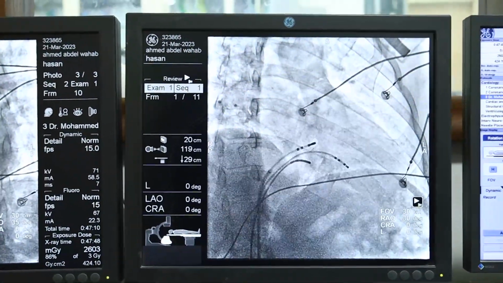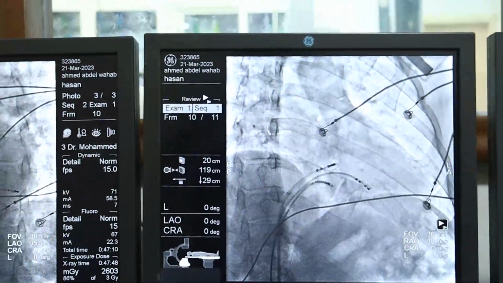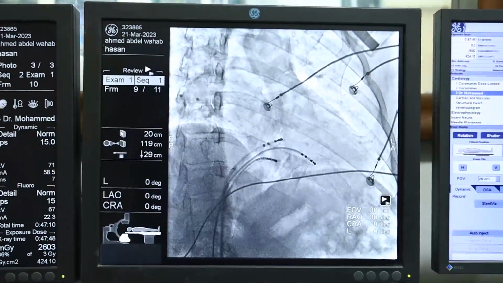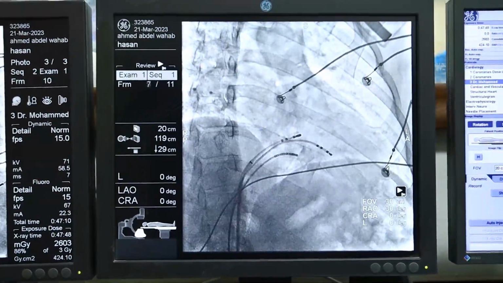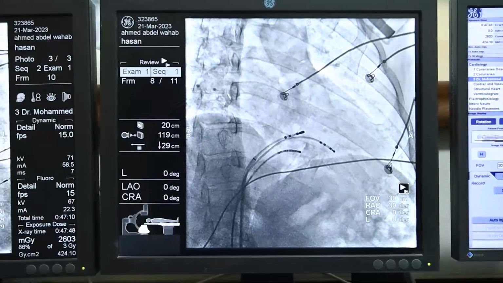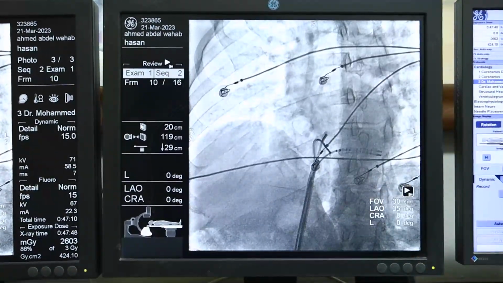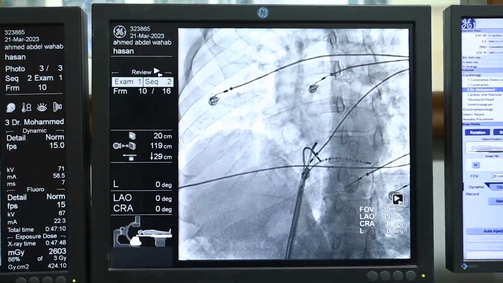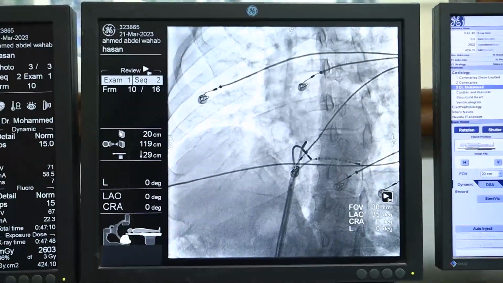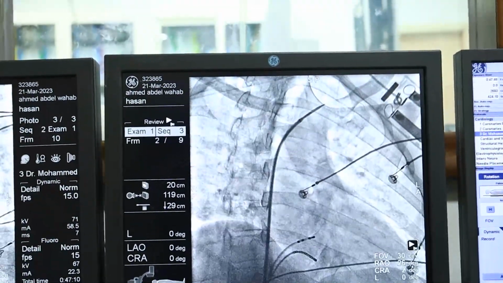This is the fluoroscopy. We can see the RAO view, the CS catheter inside a CS tributary, the quadripolar catheter inside the RV, and the ablation catheter at the His region. Then we are able to see the His position in the LAO view to know the anatomy of these patients.